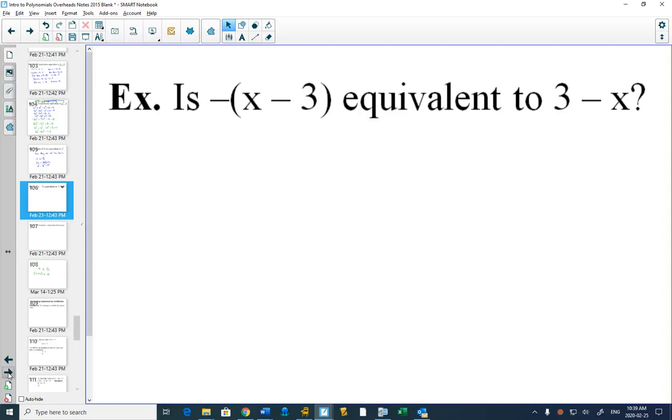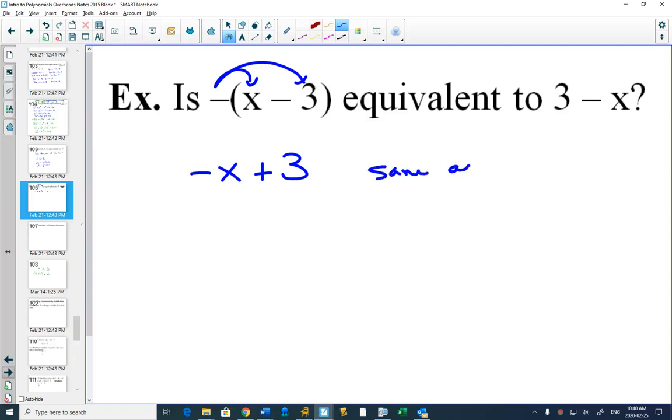Is negative bracket x minus 3 equivalent to 3 minus x? You're saying yes. And how did you come up with yes? Because using the distributive property. Okay, so Duncan's saying that we have a thing outside of brackets we have to distribute. And that will give me negative x, and negative times a negative, positive 3. Is that the same as 3 minus x, negative x plus 3? Is this the same as 3 minus x?